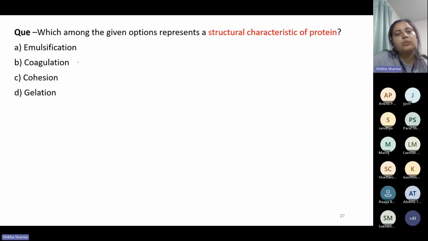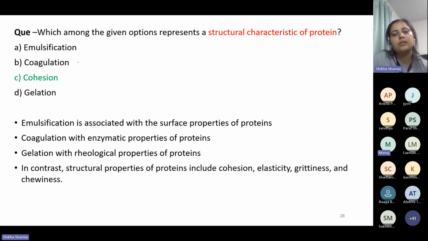Okay, so next: which among the given options represents a structural characteristic of the protein? Emulsification, coagulation, cohesion, and gelation. Structural characteristic, option C, cohesion. Yes, ma'am. Coagulation should be, ma'am, because when the egg albumin is heated, it coagulates.